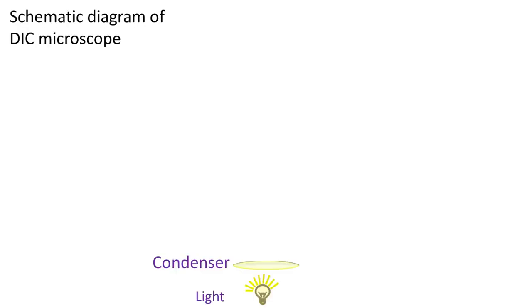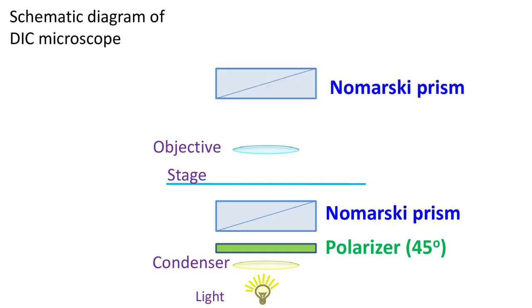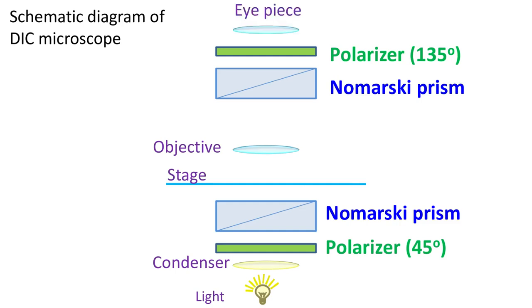Now let's see the schematic diagram of the DIC microscope. At the bottom, we have the condenser, which is just like the condenser of a bright field microscope. Next, we have the polarizer, placed at an angle of 45 degrees. On top of the polarizer, we have the Nomarski prism. Next, we have the objective lens, just like the objective of a bright field microscope. On top, we have the second Nomarski prism, followed by the analyzer, which is at an angle of 135 degrees. Finally, on top, we have the eyepiece to see the specimen.